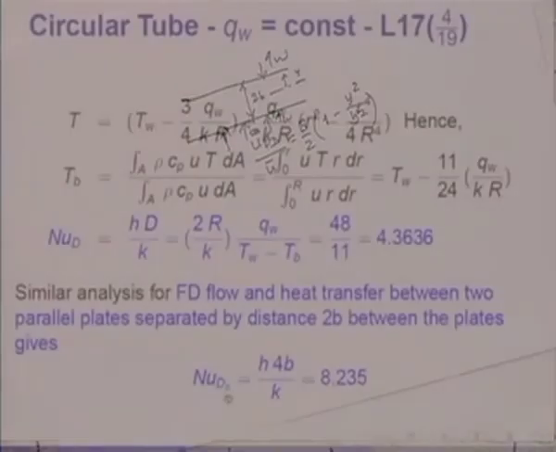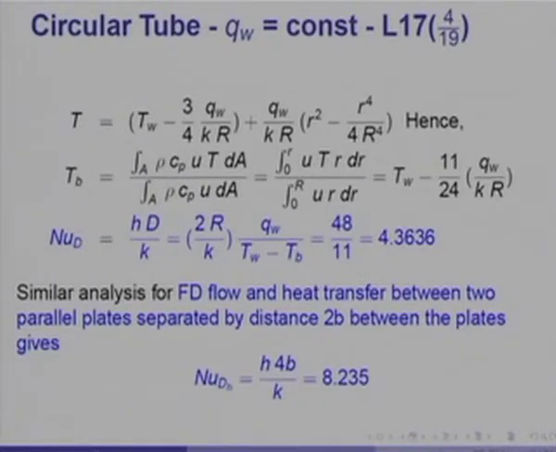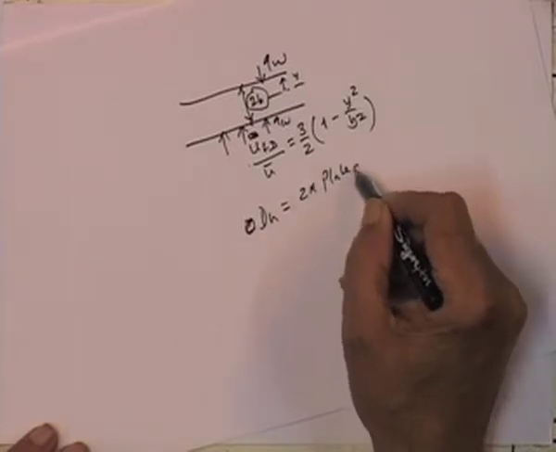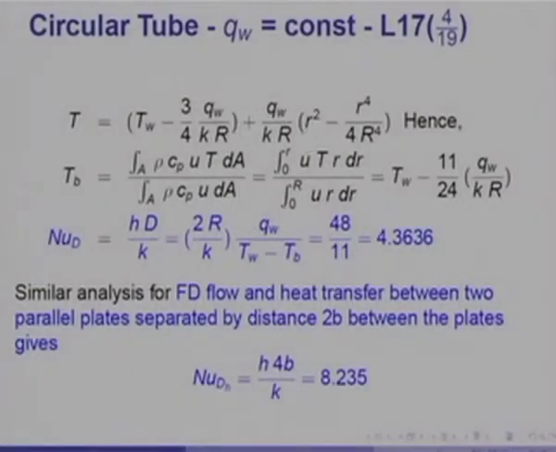And if I carry out the similar analysis for constant heat flux at both the walls, then the answer I would get is based on hydraulic diameter. Remember, the hydraulic diameter for plate distance of 2b, D h is 2 times the plate distance, and that is equal to 4b. So, h 4b by k will give you 8.235. Very simple cases that can be done by pencil and paper integration. No difficulty at all. You don't need numerical integration or anything like that.